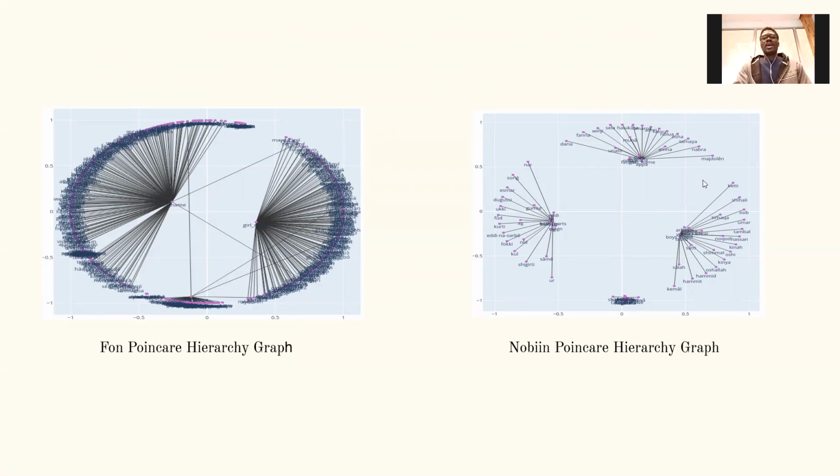For Nobiin, we don't have that problem because everything is pretty much perfectly classified, but we did it on a very small data set, and this needs to be conducted again on a larger data set to confirm the result.